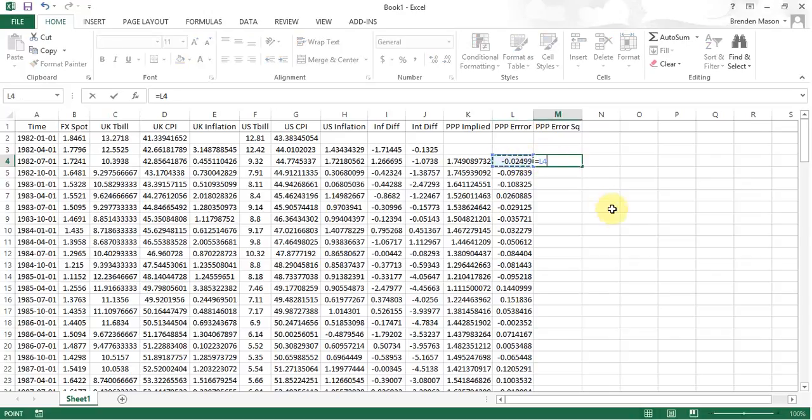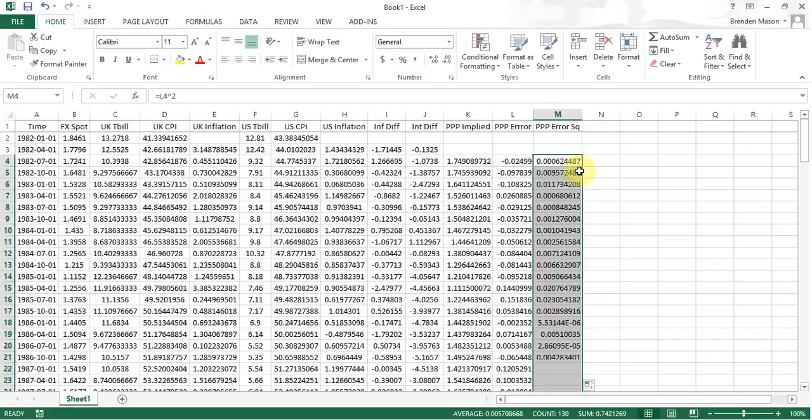Take the error here and square it. How do you square something in Excel? Caret, which on my keyboard at least, is shift and the 6 key. So this caret here, raised to the power of 2. That's squaring it. And once you do 1, thick white cross, then black cross, double click.